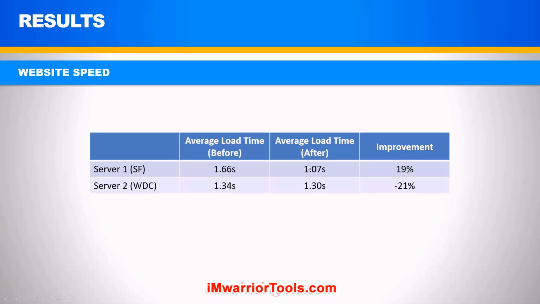We tested this multiple times. So this is also the average between 37 pages. So this isn't just like a one-time single test where we're just like, okay, it's faster. There was a lot of averaging going on, and that's what we got. WDC went from 1.34 seconds to 1.30 seconds. So there was actually 21% non-improvement in the wrong direction.